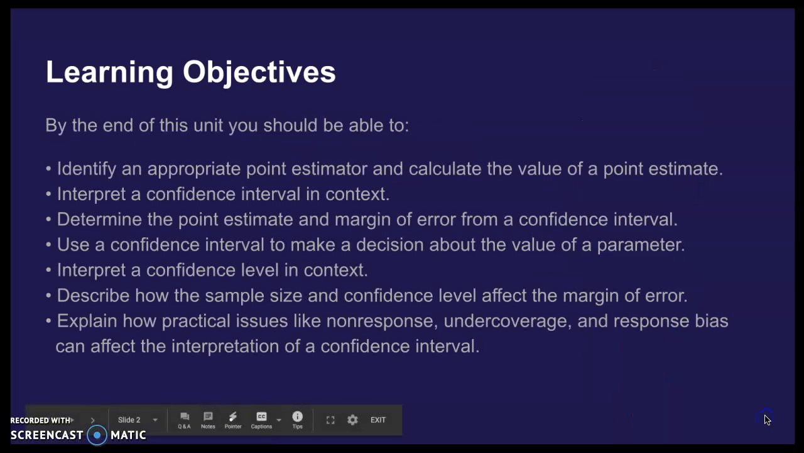By the end of this unit, we're hoping you'll be able to identify an appropriate point estimator and calculate the value of a point estimate, interpret a confidence interval in context, determine the point estimate and margin of error from a confidence interval, use a confidence interval to make a decision about the value of a parameter, interpret a confidence level in context, describe how the sample size and confidence level affect the margin of error, and explain how practical issues like non-response, undercoverage, and response bias can affect the interpretation of a confidence interval.